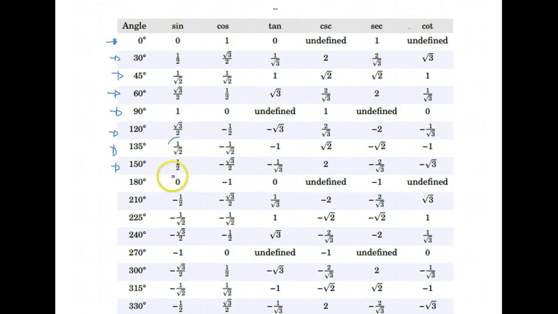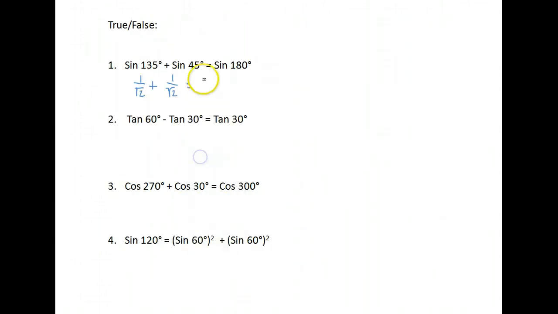The sine of 180 is 0. Is that true? Well, we're adding two things together that are both positive to get 0, and you can check with your calculator, but that is not true.